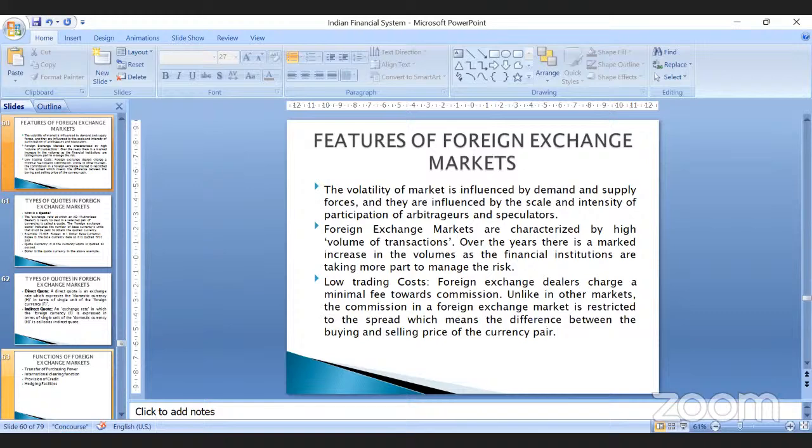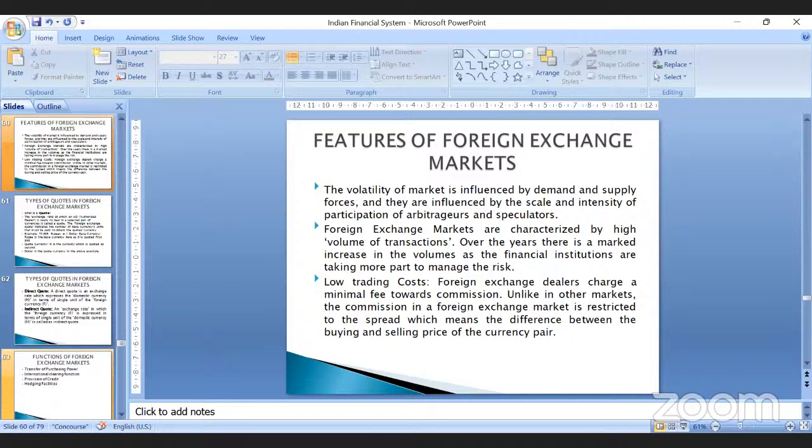And not only that, the foreign exchange market is characterized by a high volume of transactions. That is, over the years, we have seen an increase in the volume of financial transactions. Therefore, it is highly characterized by the volume of transactions.